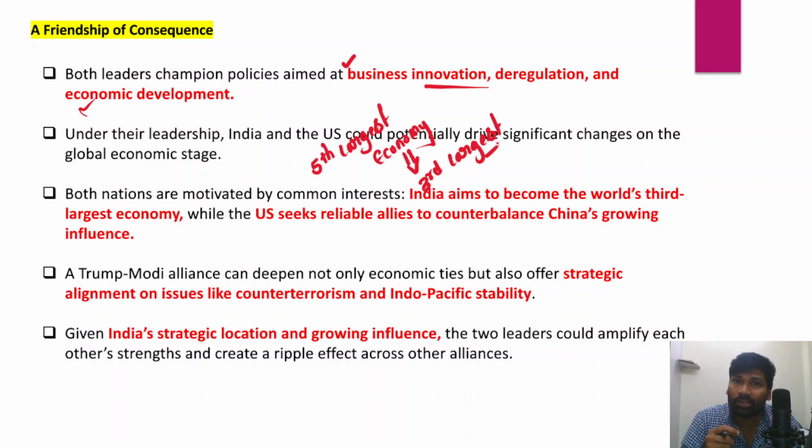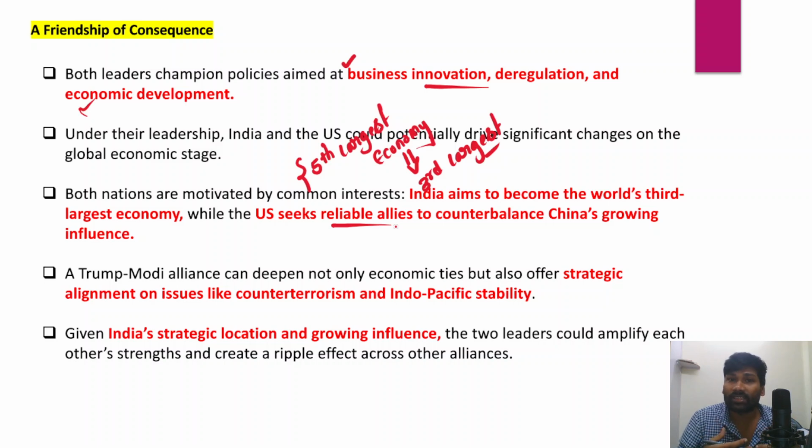When we talk about the common interests, I have just emphasized that India is currently the 5th largest economy, and India wants to become the 3rd largest economy very soon. And in this drive of India to become the 3rd largest economy, the US could play a very important and pivotal role. Apart from that, the USA also wants to maintain its global hegemony. Because of this, the USA has also been looking for reliable allies to counterbalance China's growing influence.